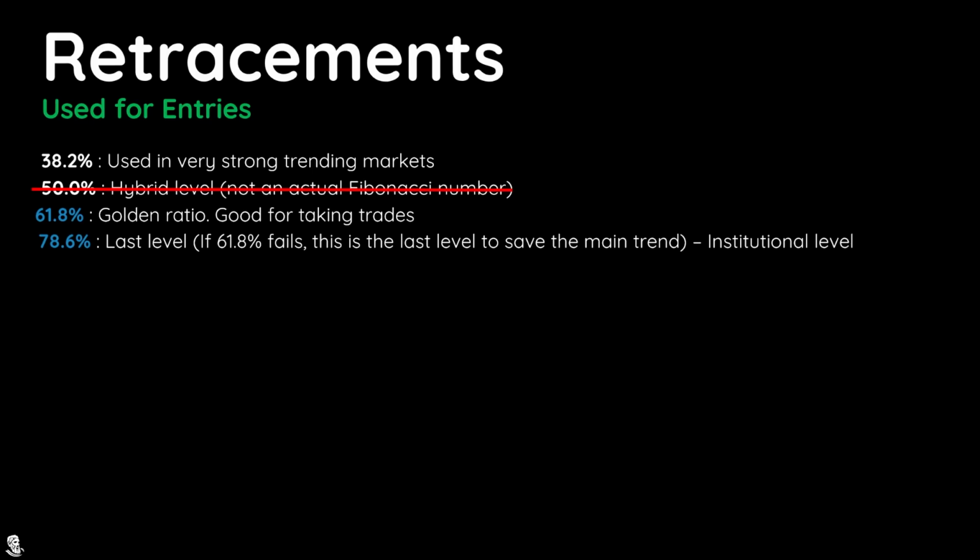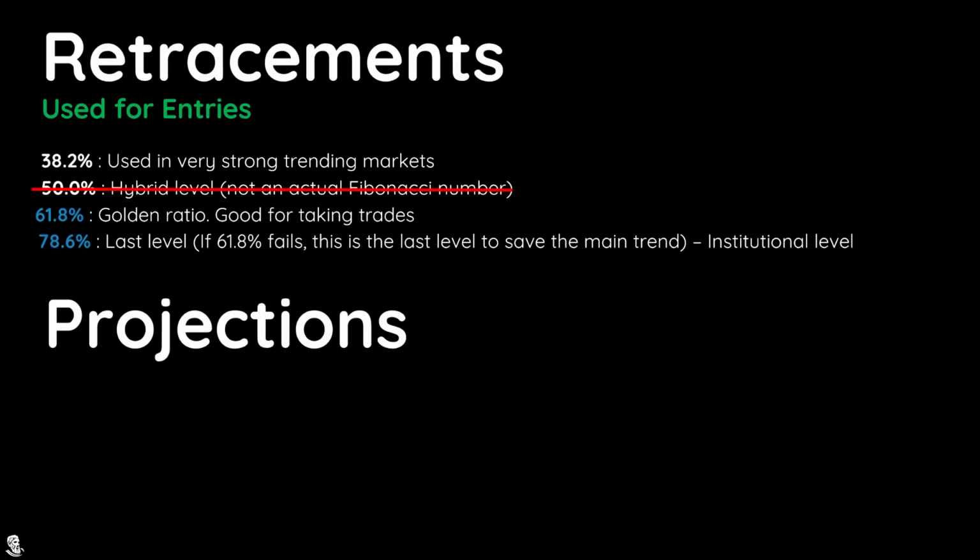Lastly, the 78.6% is the last level. If the 61.8% fails, this is the last level to save the main trend. It is also known as an institutional level. So now let's take a look at the projections. They are used for exits, but remember, always use them with raw market structure.